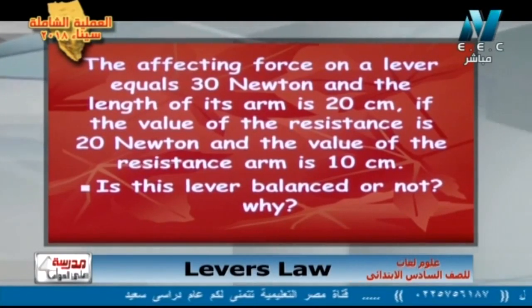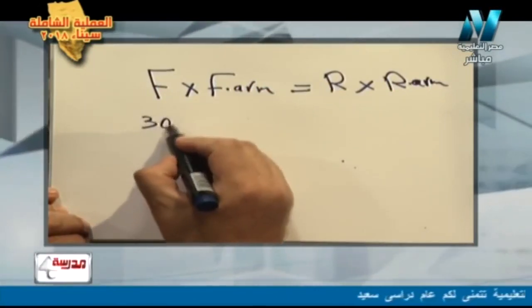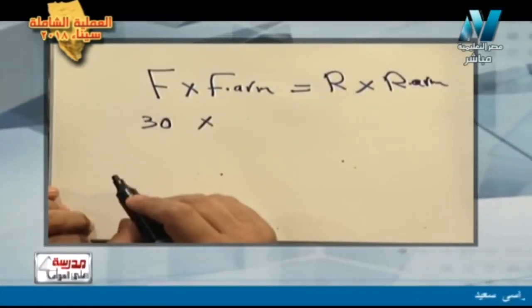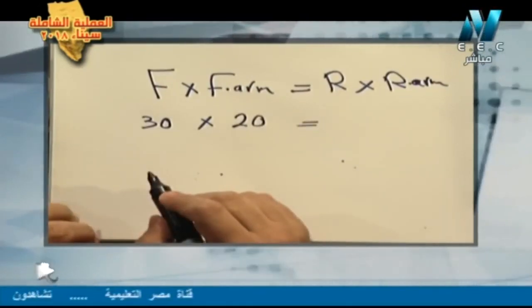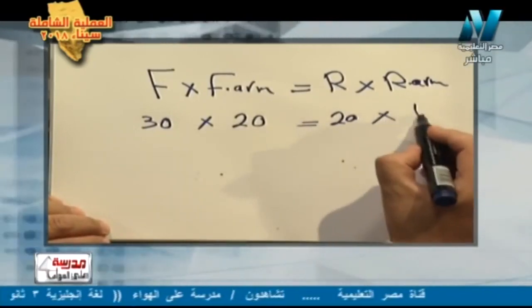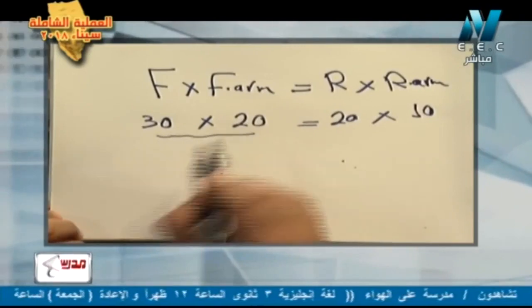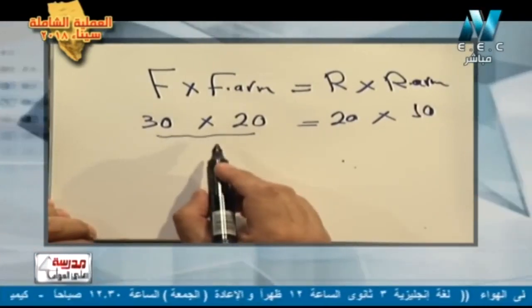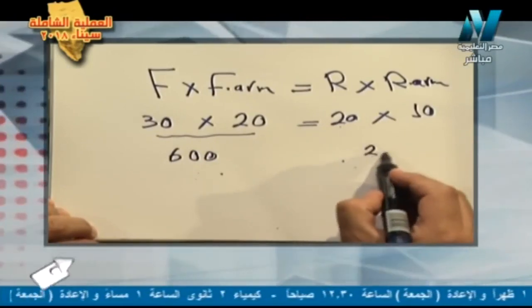It says that the effort force acting on the lever equals 30 Newton. So the effort force equals 30. Effort force arm is 20 centimeter. And the resistance is 20 Newton. And the resistance arm is 10 centimeter. So now let us have the left side: 30 by 20 equals 600. 20 by 10 equals 200.